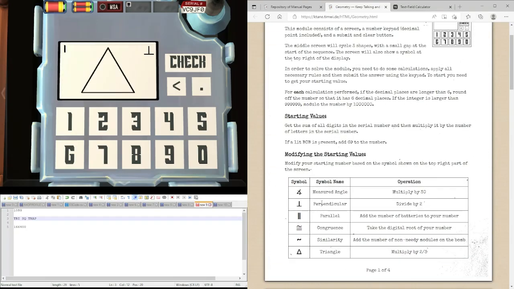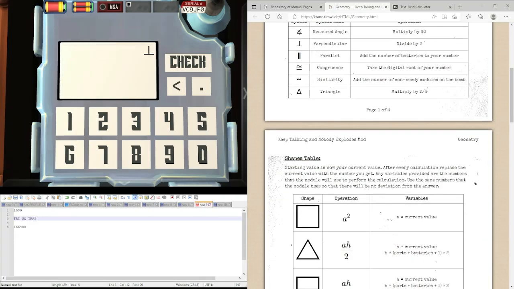So like I said, the number we had before we multiplied by 30 was 36. Now we have the perpendicular, so instead of multiplying by 30, we divide by 2. So the number we use for this one is 18 rather than 1080.